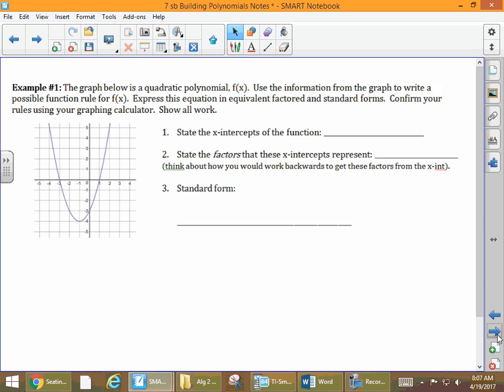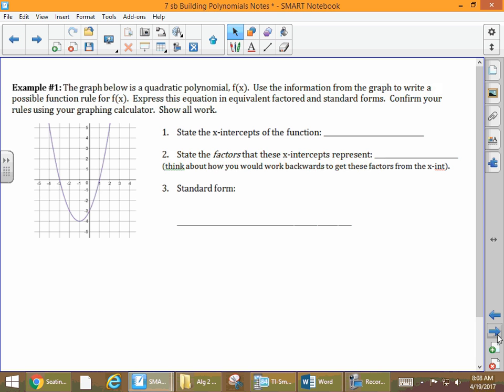On that first problem, we were given the equation and we found the roots, and then we answered some questions about the polynomial. In example number 1 here, we're given the picture, and it says, use the information from the graph to write a possible function rule for f of x. Express the equation in equivalent factored form, as well as in standard form, and then you can type this in your calculator to check.